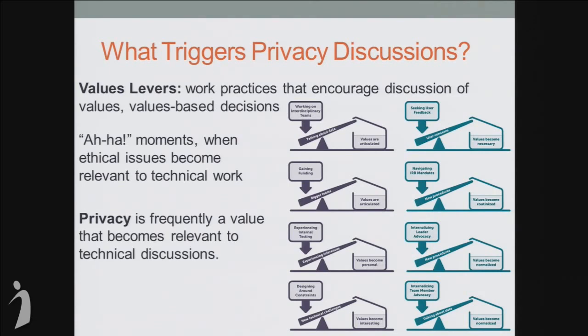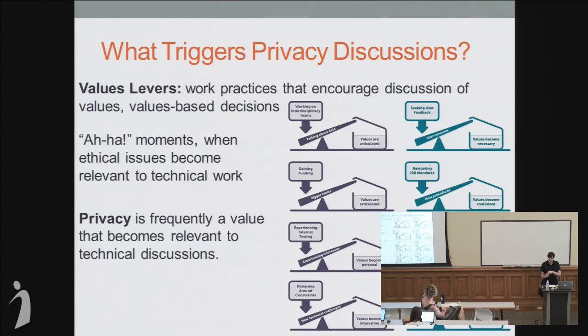So the first question we set out to answer was, what triggers privacy discussions among developers? And this is inspired by previous work I've done on what I call values levers. The idea that there are certain work practices that encourage discussion of values and values-based decisions on technical teams. So these are kind of the aha moments when ethical issues become relevant to technical work. And in my previous work on mobile sensing and internet infrastructure, values levers have included working on interdisciplinary teams, seeking user feedback, gaining and navigating internal policies such as IRBs. And I've learned in studies that privacy is one of those values that is frequently relevant to technical discussions. And so for this project, we wanted to ask, when does privacy even come up as a topic? When does it become relevant?